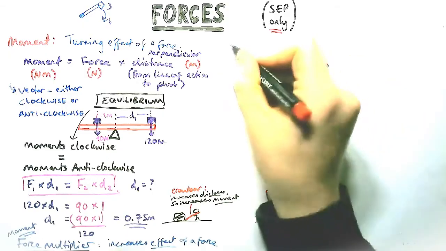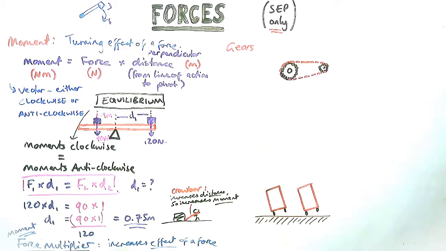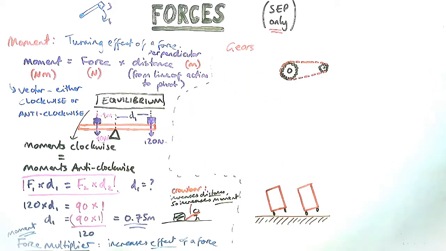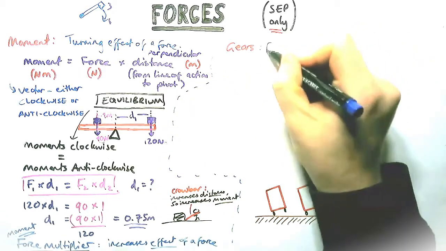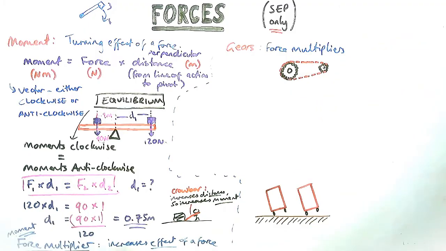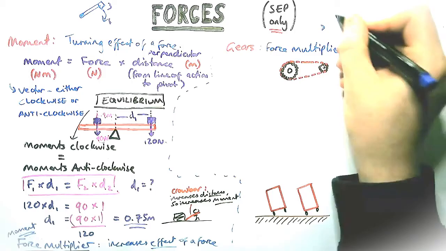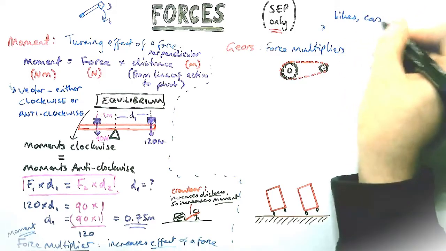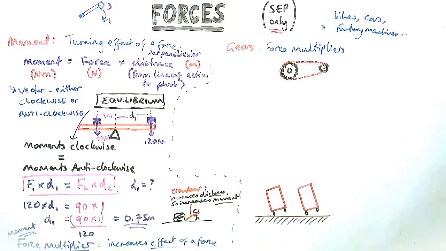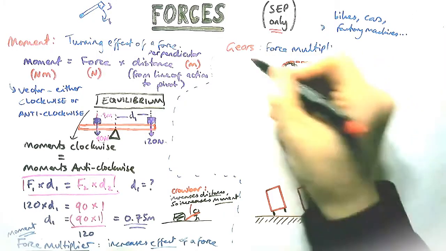Now, something else that is also a force multiplier are gears. So gears, we should know where you might find them, so on cars, bikes, etc. And they are force multipliers in a slightly different way. Now, don't get too hung up on gears. There's very few things you could be asked about them, really, in terms of what they do. And it's only come up once in the last few years on separate science papers. So it could be factory machines as well as bikes and cars.